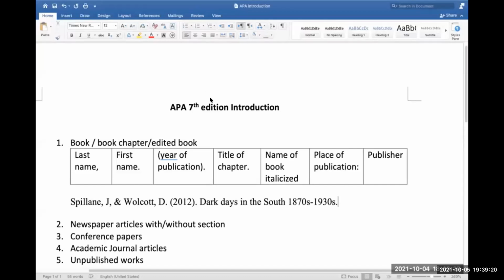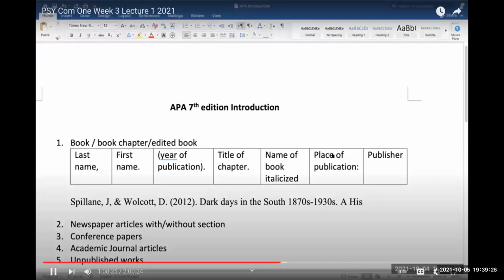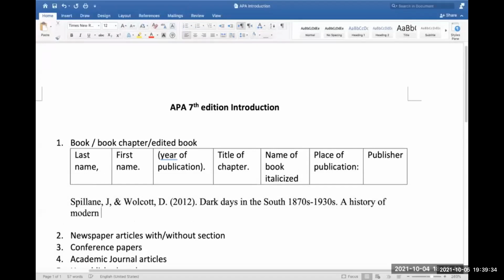Sir, you want the name of the book? A history of modern American criminal justice. A History of Modern American Criminal Justice.